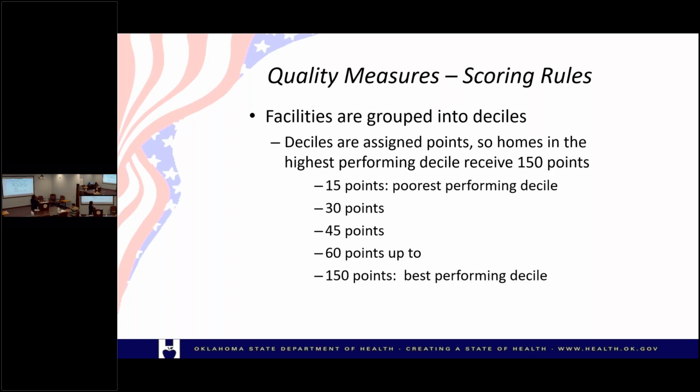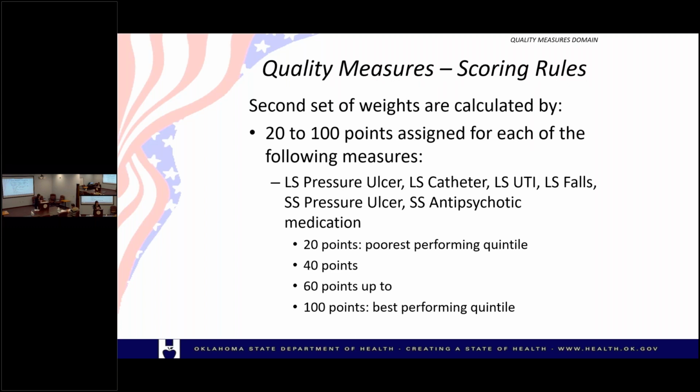And then the second set of quality measures is your pressure ulcers, your long stay catheters, long stay falls, all of those. Again, those are only assigned 20 to 100 points instead of the 150. So 20 is your poorest and 100 is your best performing.